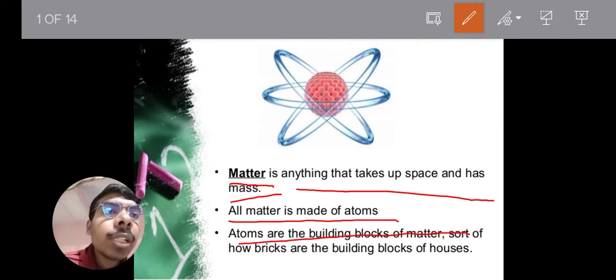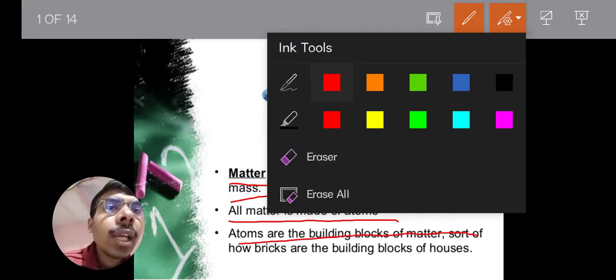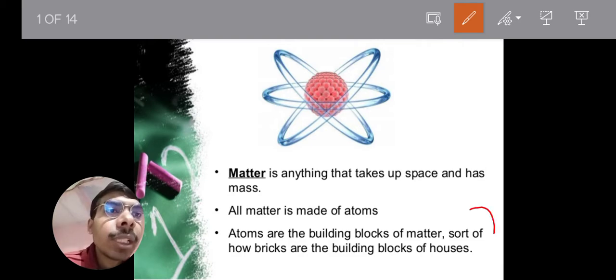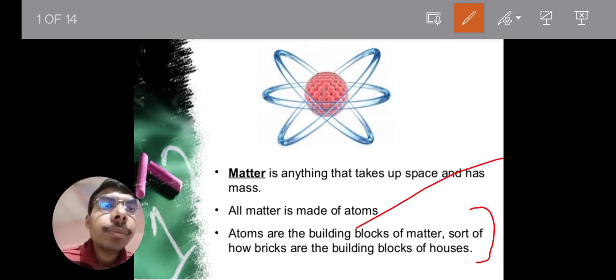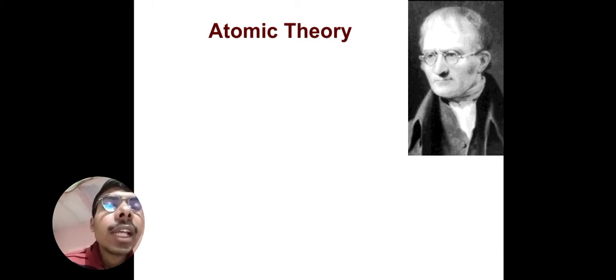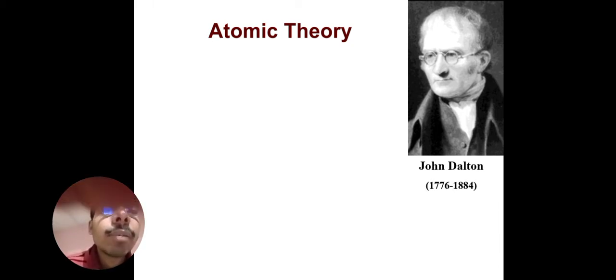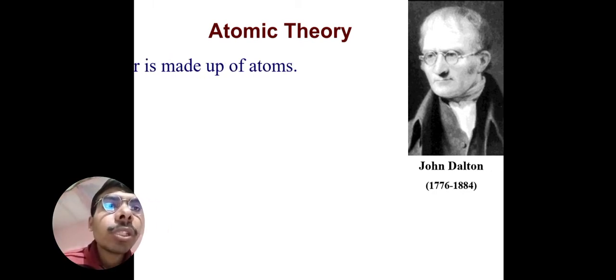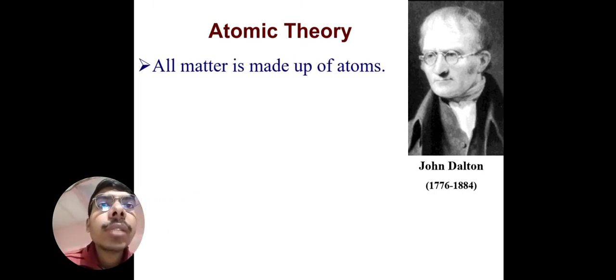Atoms are the building blocks of matter, like how bricks are building blocks of houses. Like how a house is made by bricks, similarly all matter is made by atoms. The first atomic theory was given by John Dalton. It explained how matter is made up of atoms.